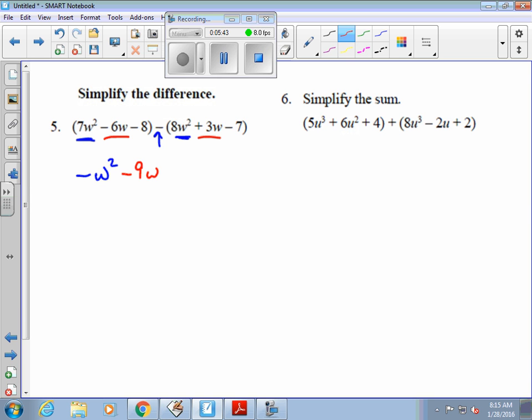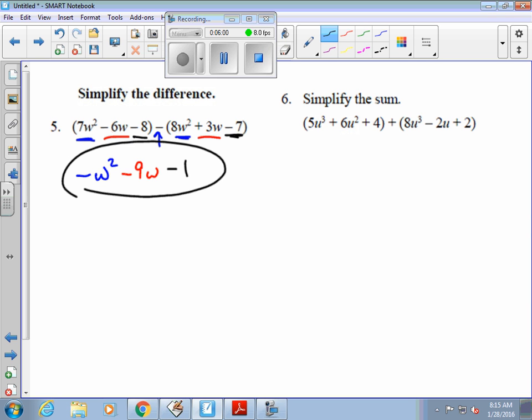And then negative 8 minus a negative 7. Remember, minus a negative means plus a positive. So negative 8 plus 7 is negative 1. This is all we can do with this polynomial because they don't have the same like terms.